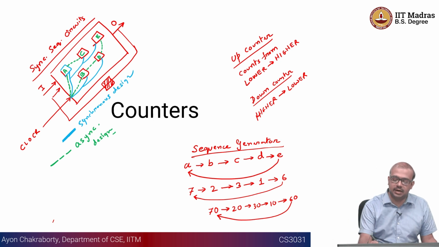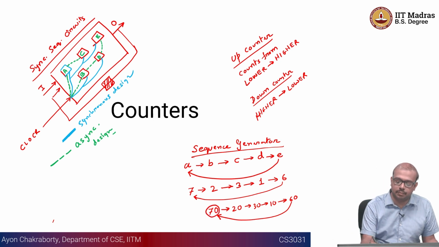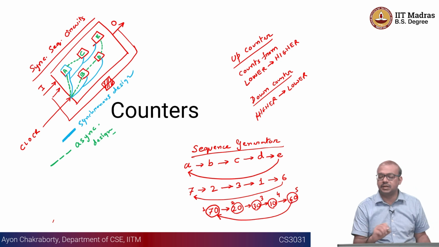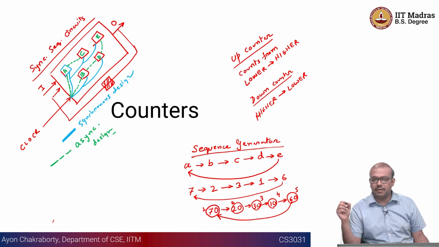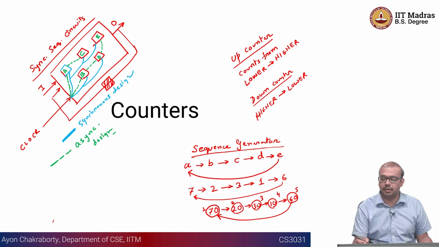I can always say that 70 corresponds to some state, let's say A or 1 or whatever. This is another state which corresponds to 2. This corresponds to 3. This corresponds to 4. This corresponds to 5. Then it becomes much easier. It is a regular counter where 1 corresponds to the value 70, 2 corresponds to the value 20. That is simply a truth table that you can design to solve this problem, right?